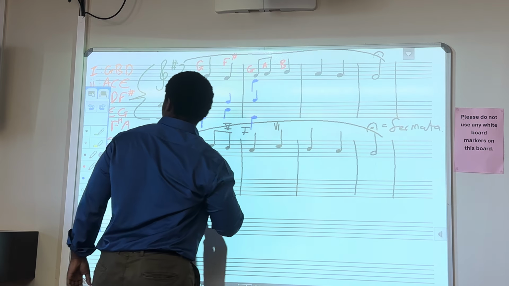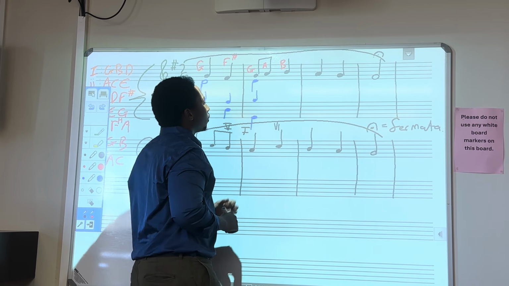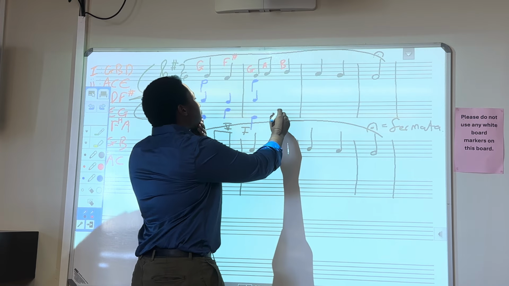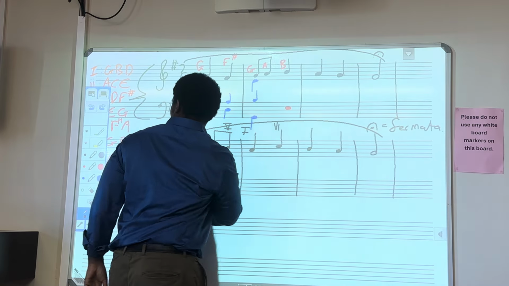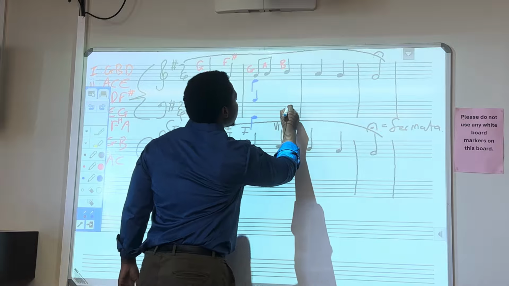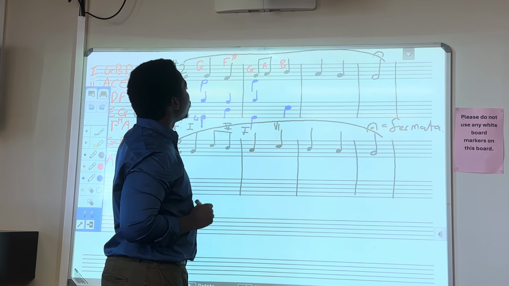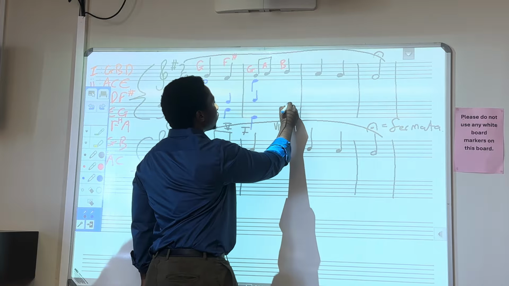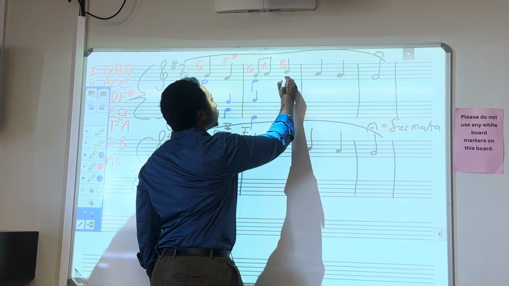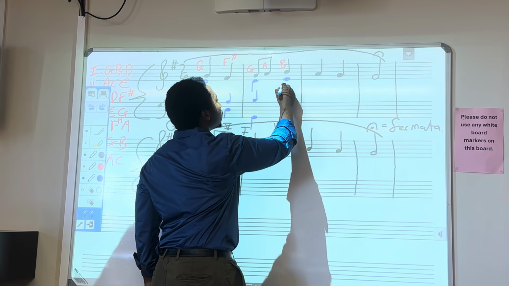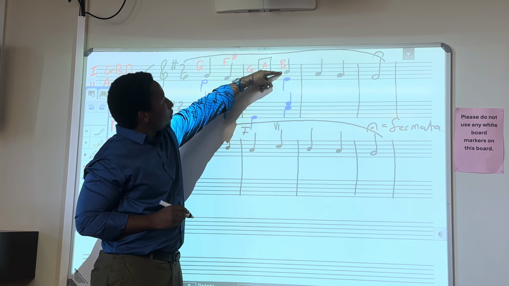Chord 6, E, G, B. Okay, so I'll take my bass here. It's a big jump. E. E. I need G. Okay, I can take G down there. E, G, B. I repeat my root. E. E, G, B, E.